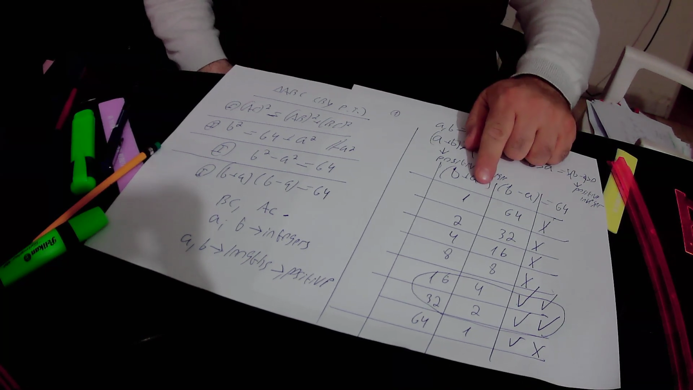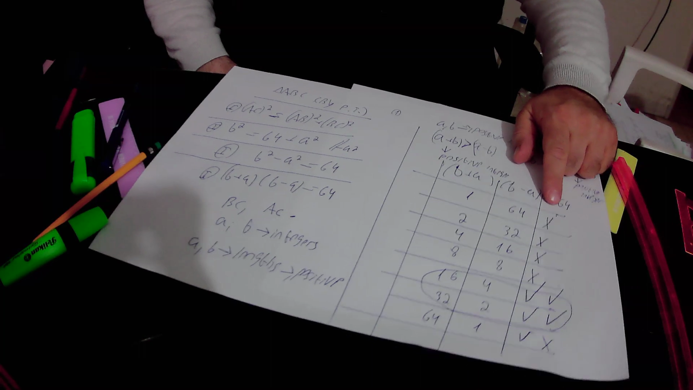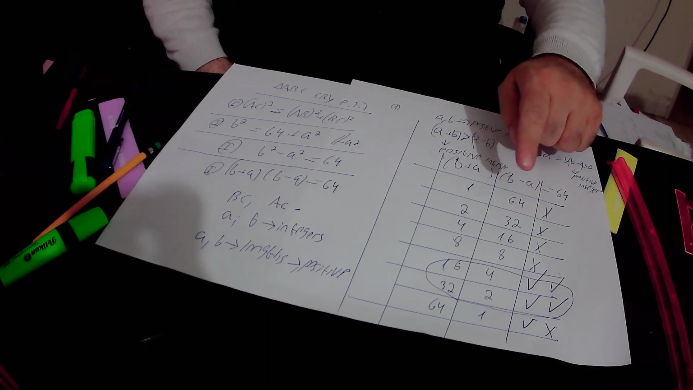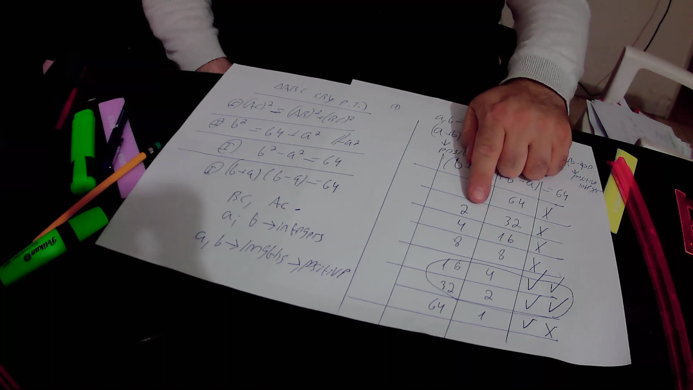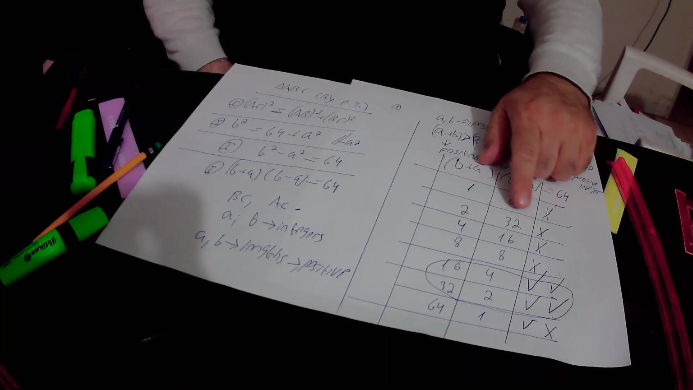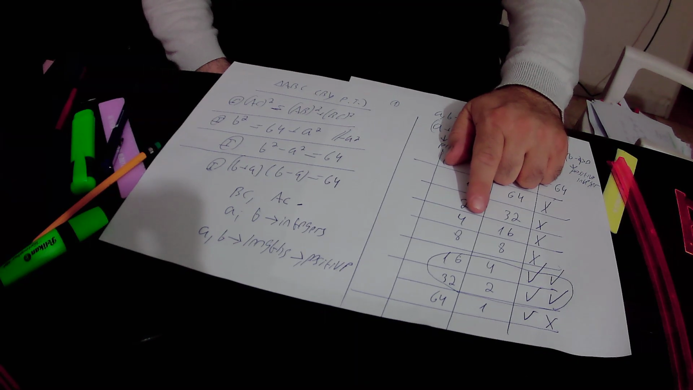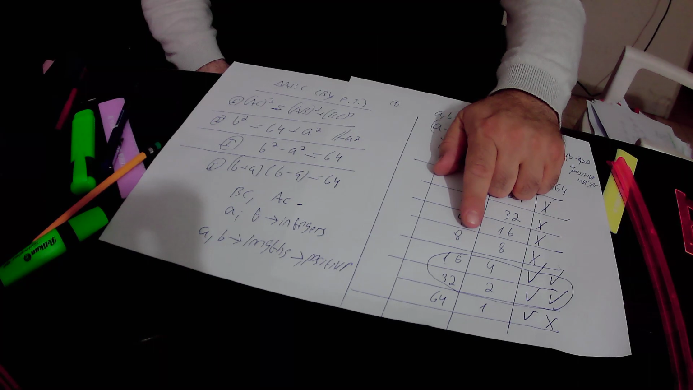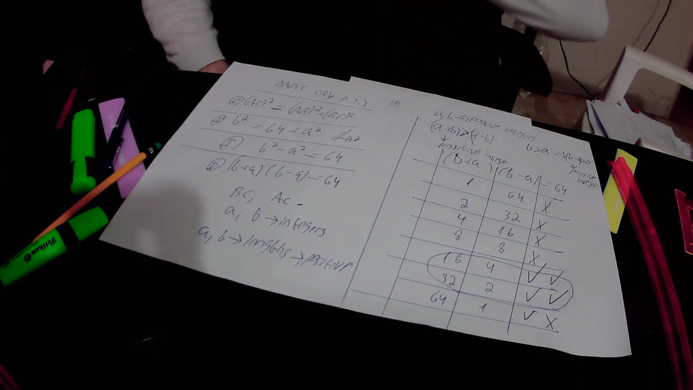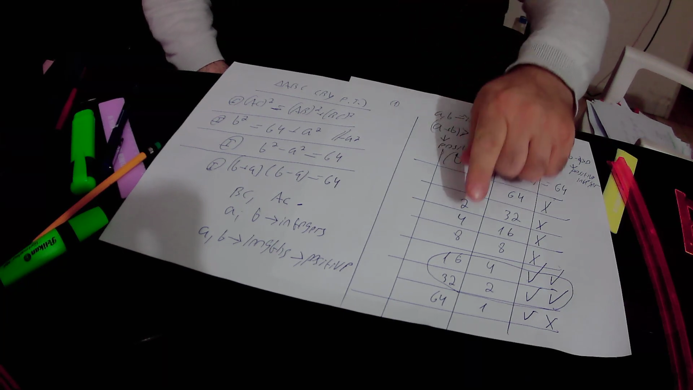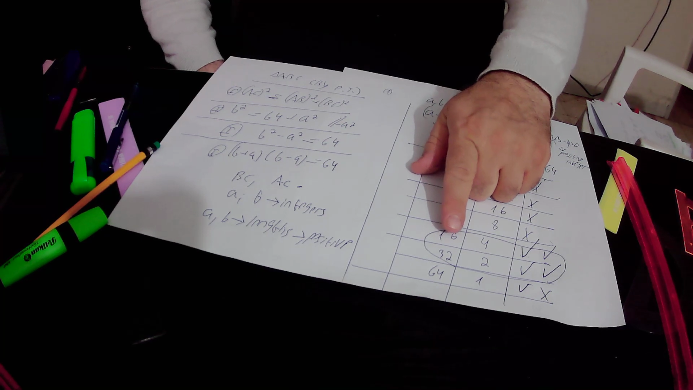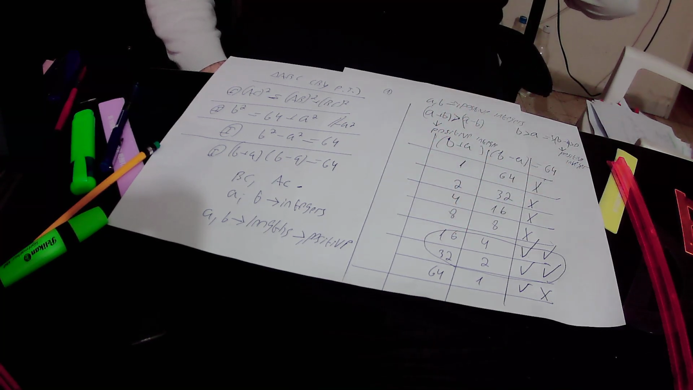The first option is 1 times 64, that is 64. The second option is 2 times 32, that is also 64. The third option is 4 times 16, that is 64. The fourth option is 8 times 8, that is 64. The fifth option is 16 times 4, that is 64. The sixth option is 32 times 2, which is 64. And the last option is 64 times 1, which equals 64.